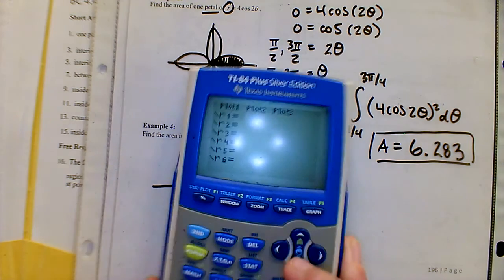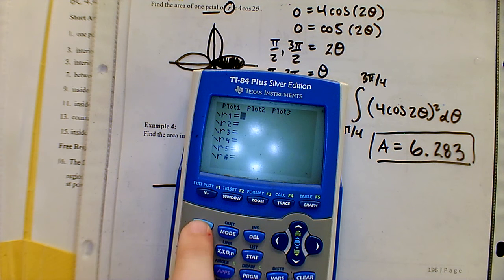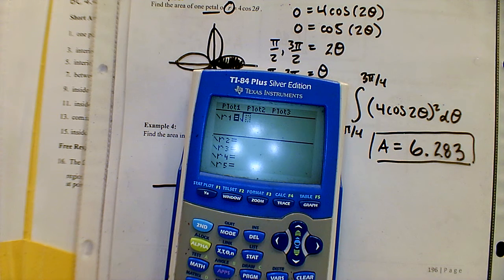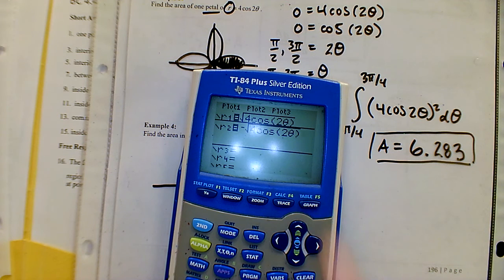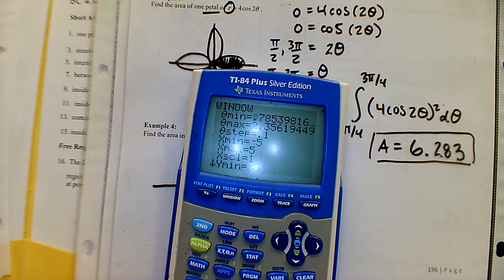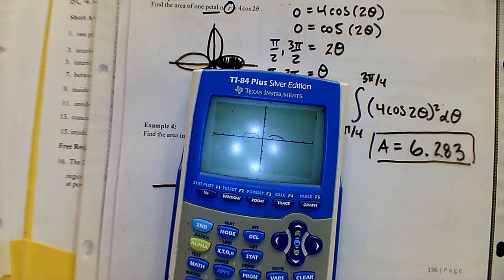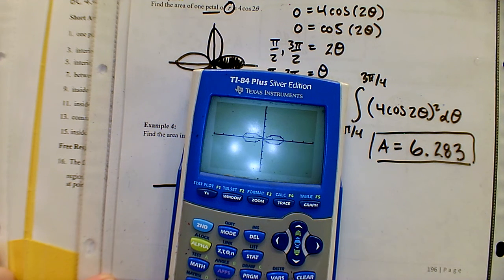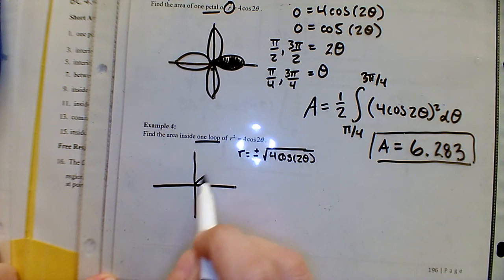So on our calculator, we actually have two equations to type in. We need the positive square root and then the negative square root. Oh, might have to change our window. Let's do 0 to 2 pi just to see what it looks like. So it kind of looks like a little bow tie.